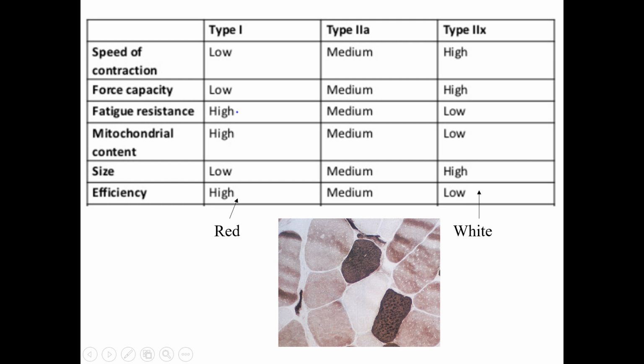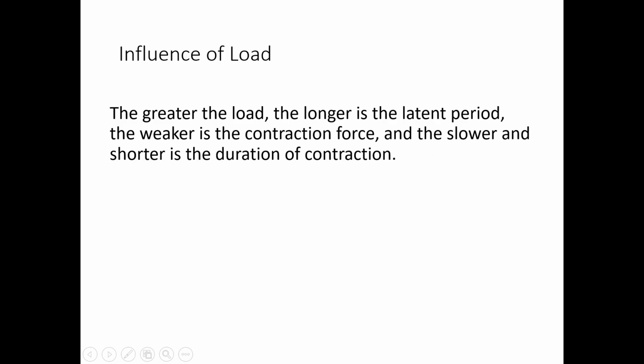White muscles, they have a low efficiency. They cannot last long, but the speed of contraction is high, force produced by them is high, and size, they are large. But fatigue resistance is low and mitochondrial content is low.